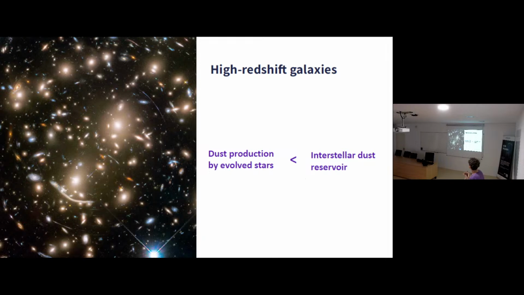So now, shifting gears a little bit, we're going to high redshift galaxies, and I think there too, we can say that the production of dust by evolved stars is smaller than the amount of dust that's being reported to be present in the interstellar medium.